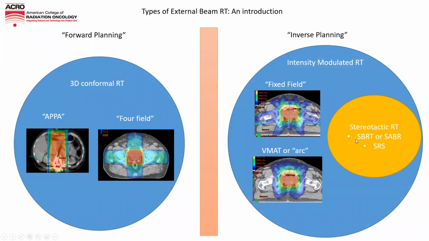The last concept to introduce is stereotactic radiation. This is traditionally called stereotactic radiosurgery, or SRS, when used in the brain or spine. Elsewhere in the body, it is often called stereotactic body radiotherapy, abbreviated SBRT or SABR. The principles underlying these treatments are very similar in that they use a very high dose per fraction given over 1 to 5 treatments. Because of the high dose, it is important to conform the dose tightly to the target, and inverse planning algorithms are almost always used to deliver SBRT and SRS.